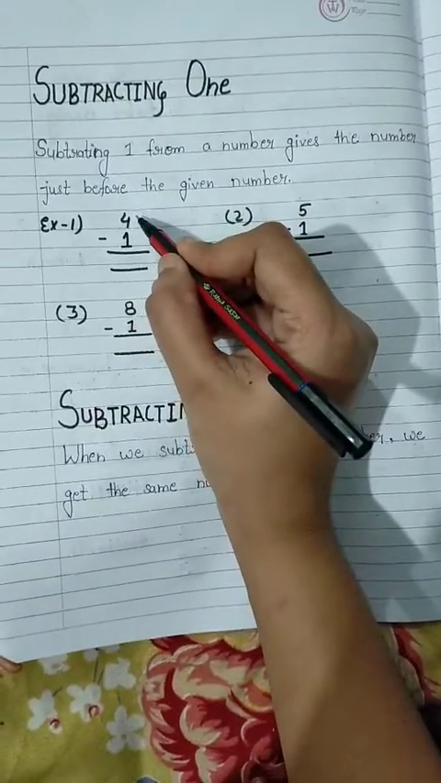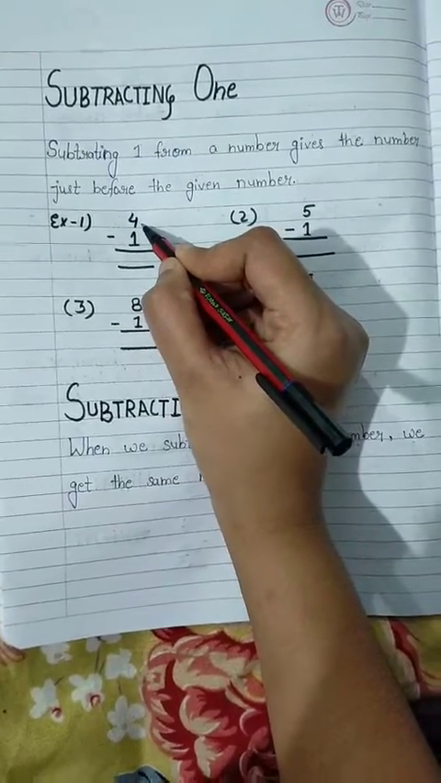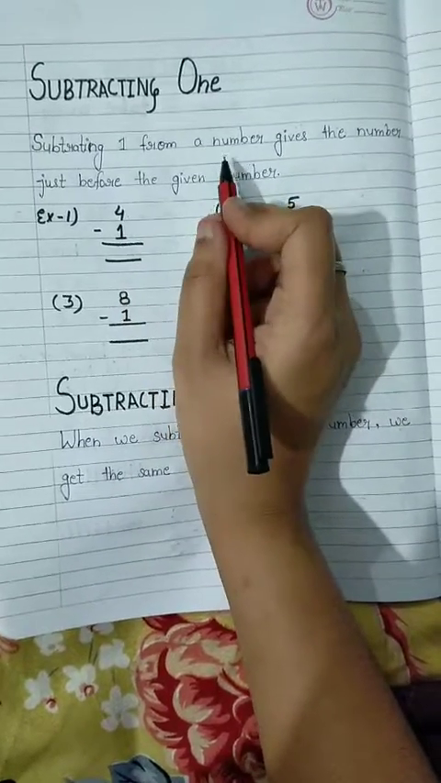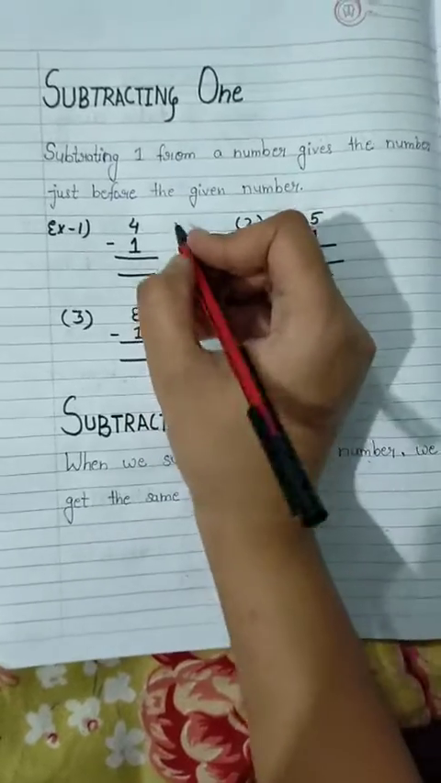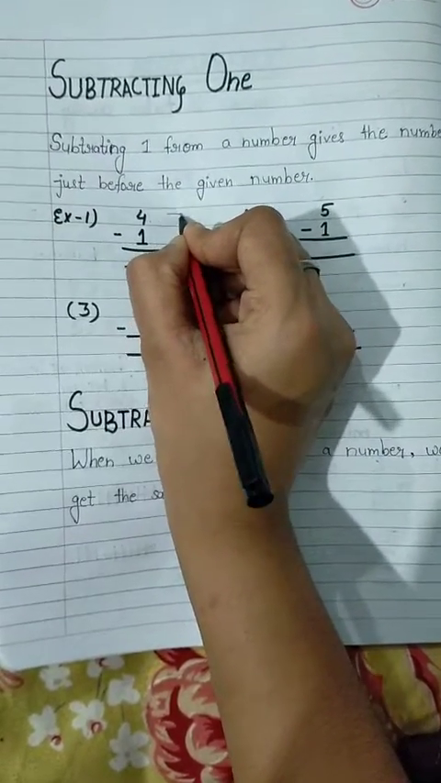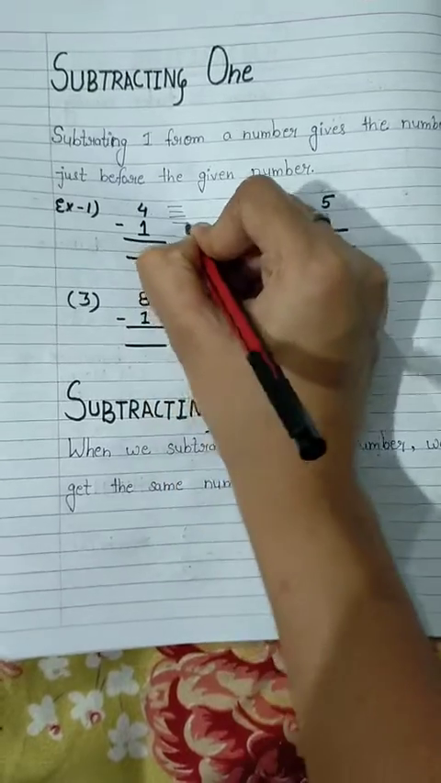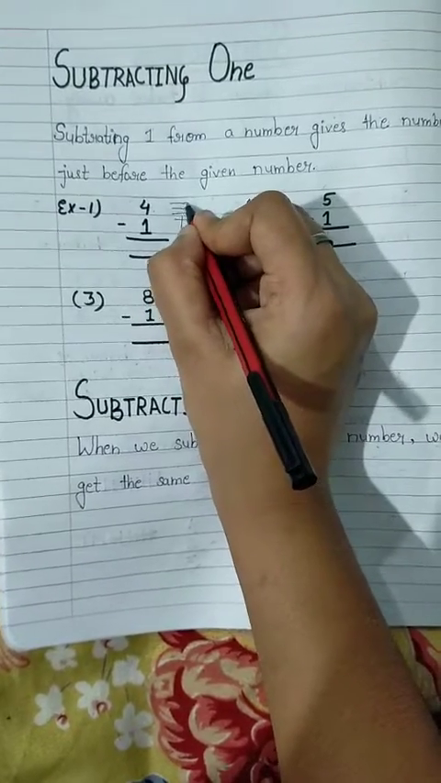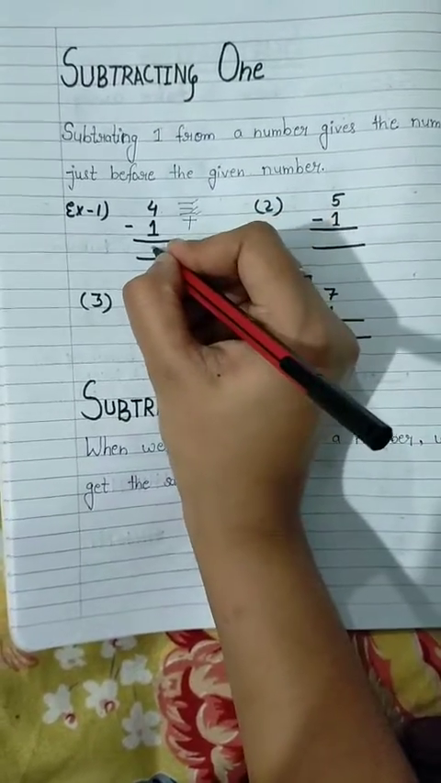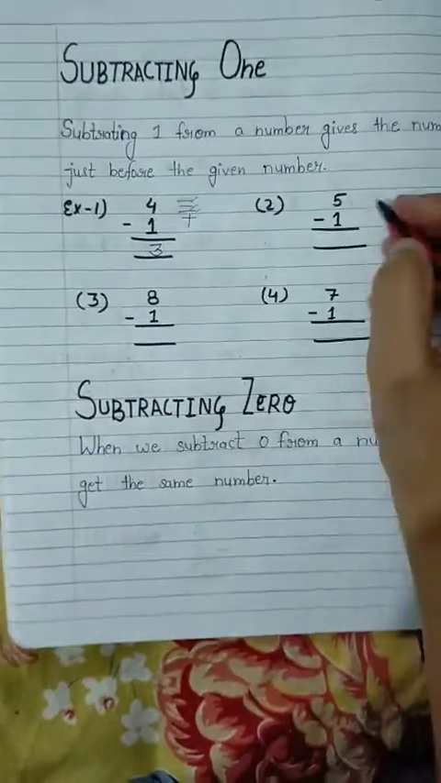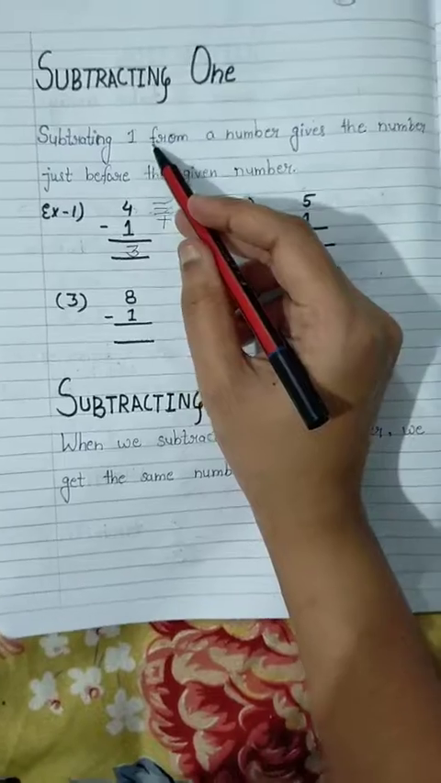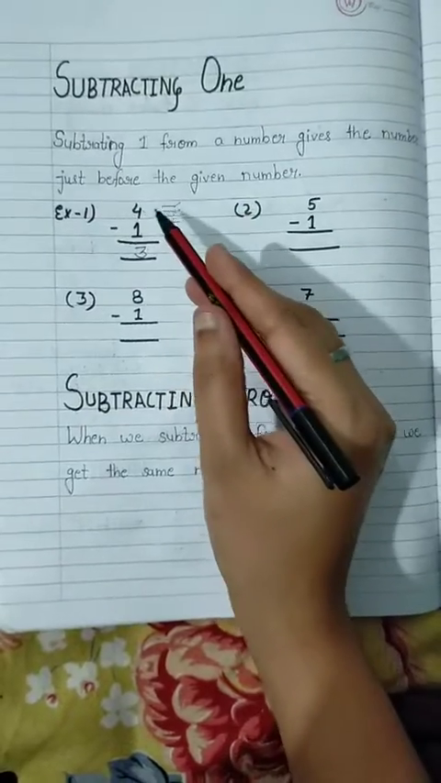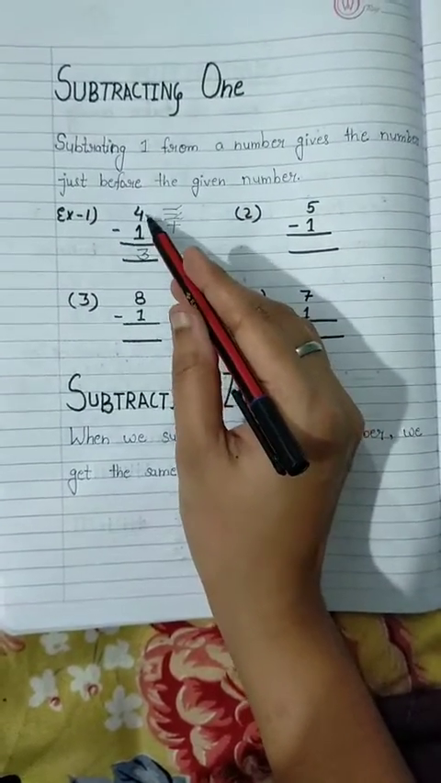So students, first of all, tell me what comes before 4. Very good. 3 comes before 4. But you have to draw 4 lines here. 1, 2, 3, 4. Now you have to subtract or cut one line here. Now how many lines are left? 1, 2, 3. Now what's the answer? The answer is 3. So when we subtract 1 from a number, it gives the number just before the given number. So 3 is just before 4.